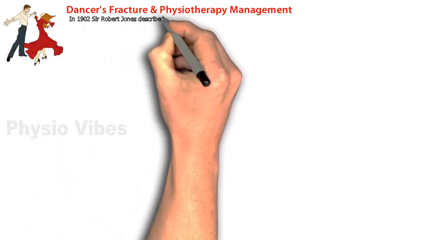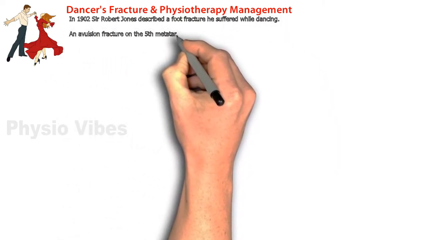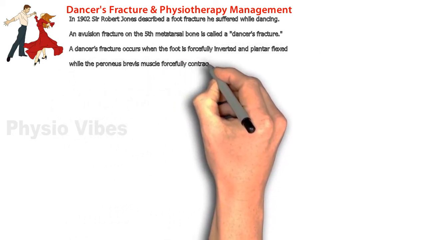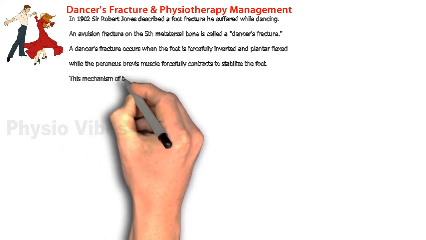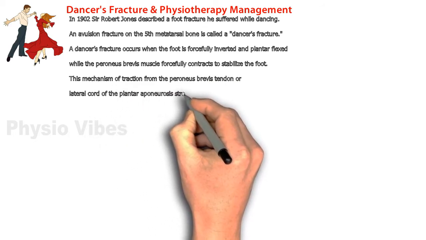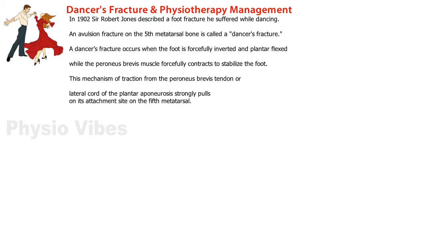Dancer's fracture and physiotherapy management. In 1902, Sir Robert Jones described a foot fracture he suffered while dancing. An avulsion fracture of the fifth metatarsal bone is called a dancer's fracture. A dancer's fracture occurs when the foot is forcefully inverted and plantar flexed, while the peroneus brevis muscle forcefully contracts to stabilize the foot. This mechanism of traction from the peroneus brevis tendon or lateral cord of the plantar aponeurosis strongly pulls on its attachment site on the fifth metatarsal.